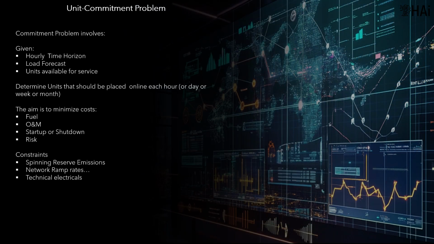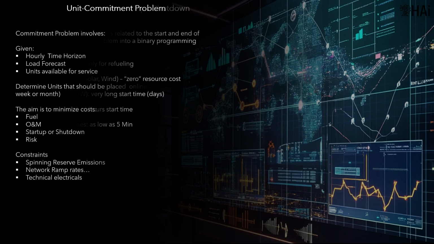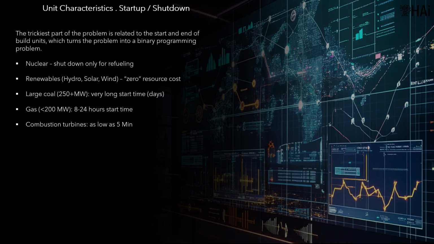The unit commitment problem involves, given an hourly time horizon, load forecast, and units available for service, determining the units that should be placed online each hour, or day, or week, or month. The aim is to minimize costs: fuel, own, startup or shutdown, and risk. Constraints: spinning reserve, emissions, network, ramp rates, and technical electrical limits. The trickiest part of the problem is related to the start and end of build units, which turns the problem into a binary programming problem.